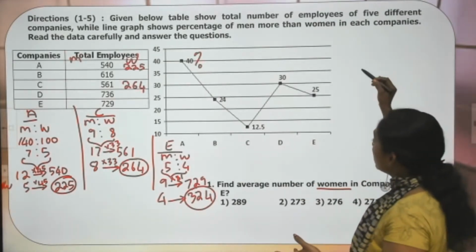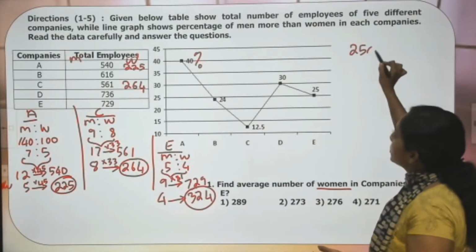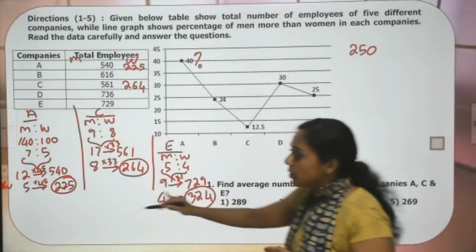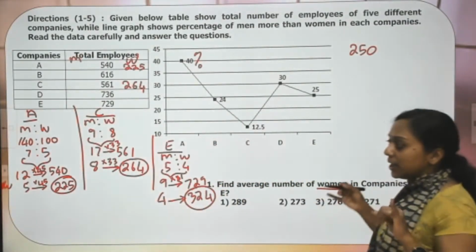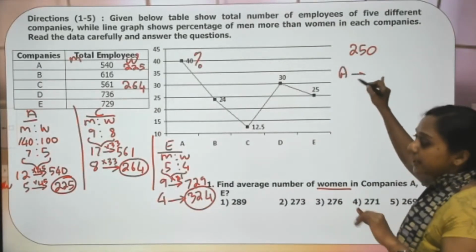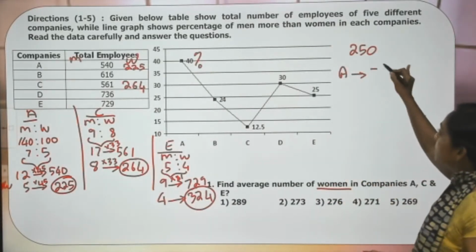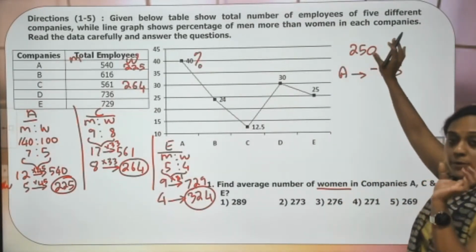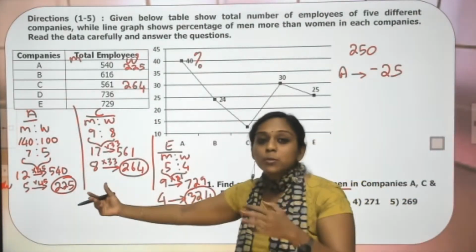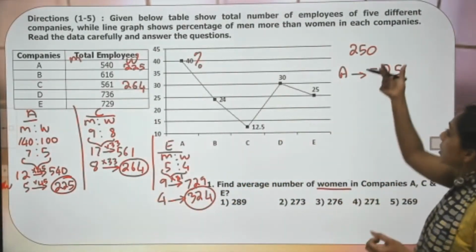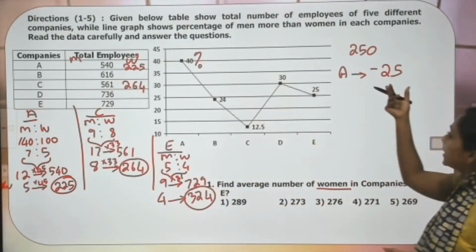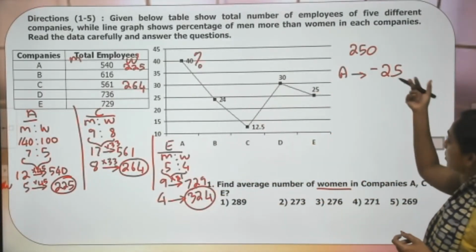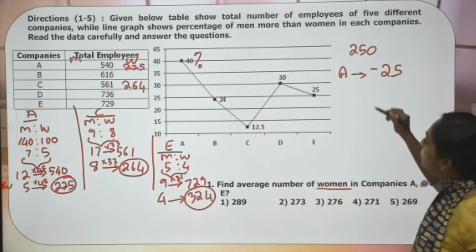I am going to take the base value as 250. For company A, how much less is it? For A it is 25 less, so I am taking it as minus 25. I took the base value as 250, so 225 is 25 less. 250 minus 25 will give you 225.